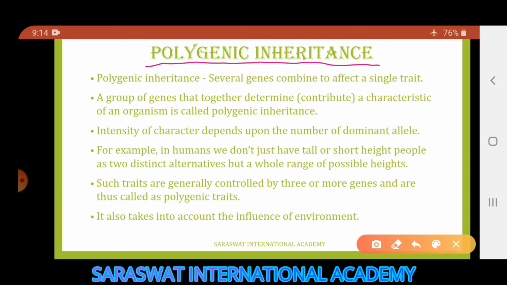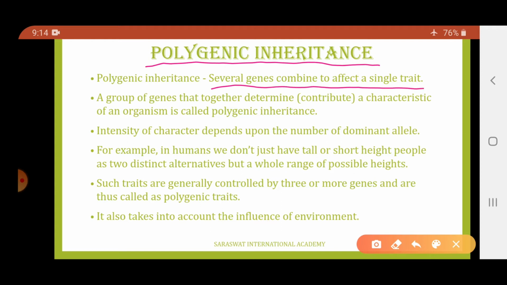So what is polygenic inheritance? Several genes combine to affect a single trait. That is, there are more than one pair of genes and they will give a trait or a character to an organism. A group of genes that together determine a characteristic of an organism is called polygenic inheritance. So basically not only one pair of genes but more than one pair of genes together will give a character to an organism. What is that called? Polygenic inheritance.